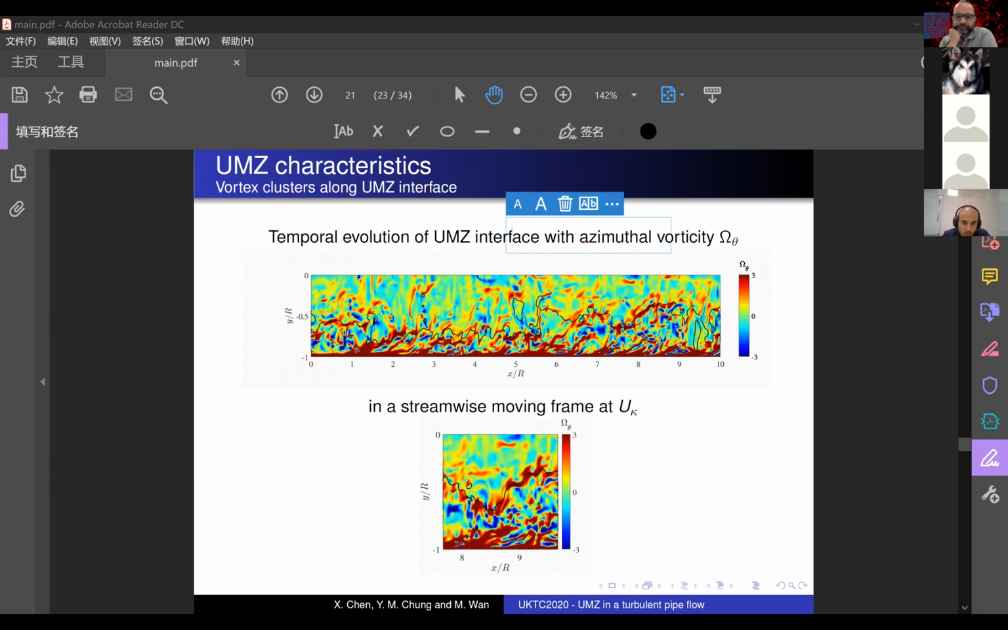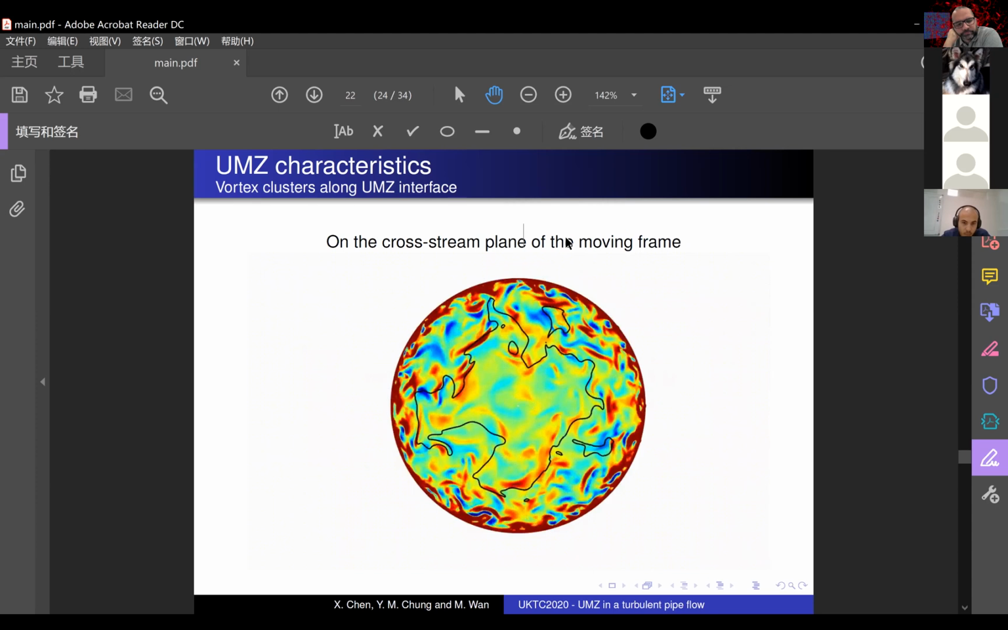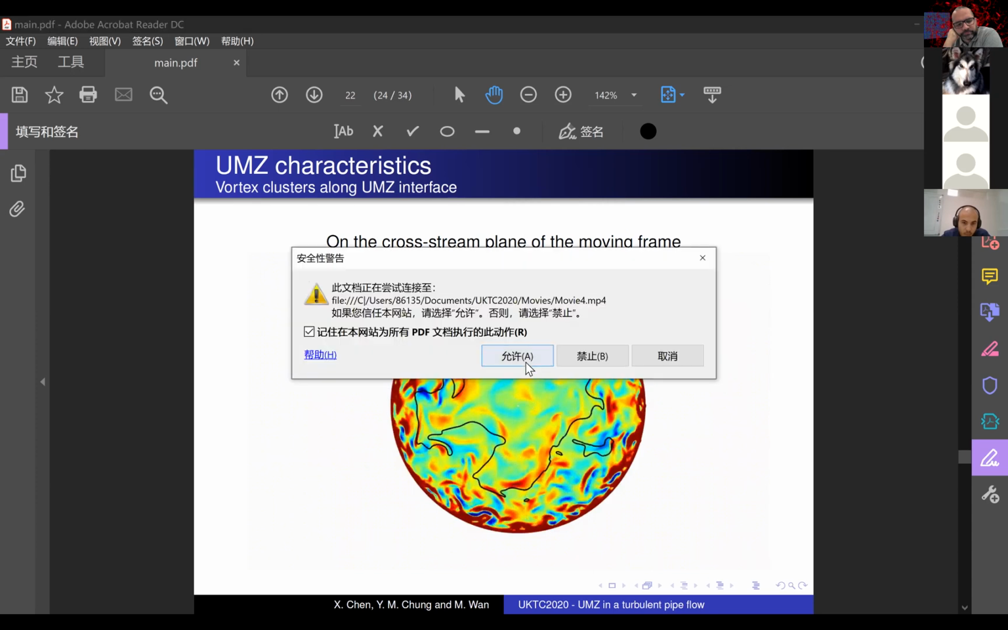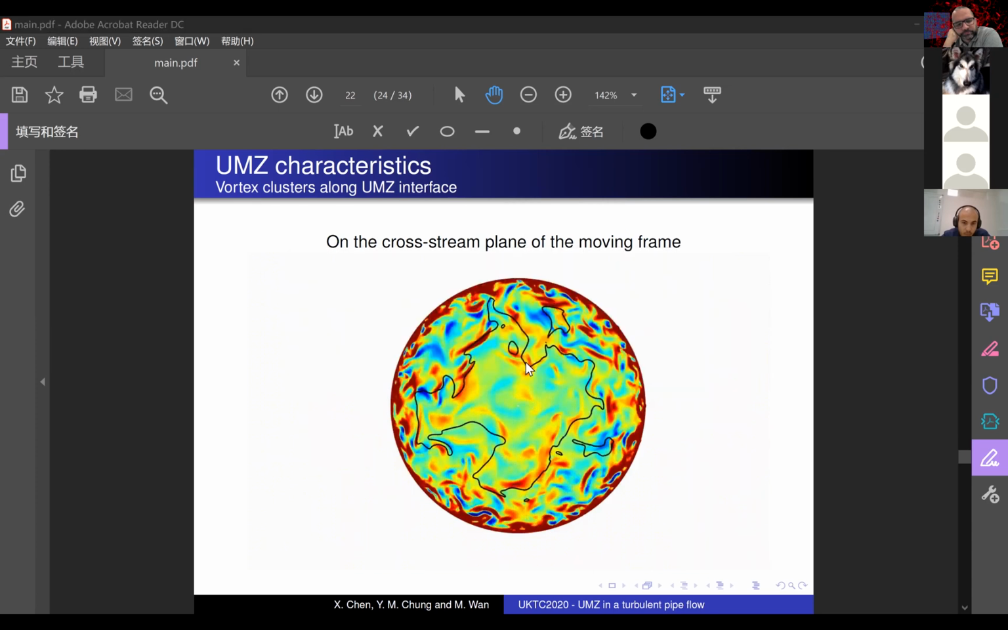So we can see the interface contort to follow the inclined trains of eddies here, and they change in shapes when the local vertical structure weakens, disappears, merges, and coalesces. And this is the same in the cross-stream plane. So when the vertical structure contorts, the interface contorts with it.